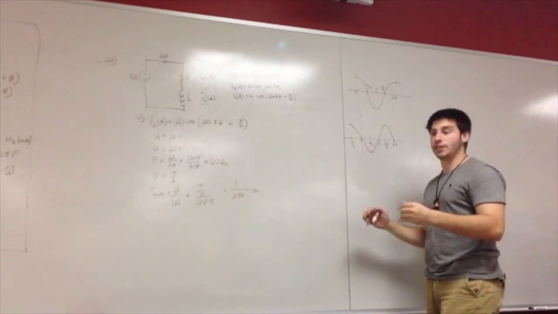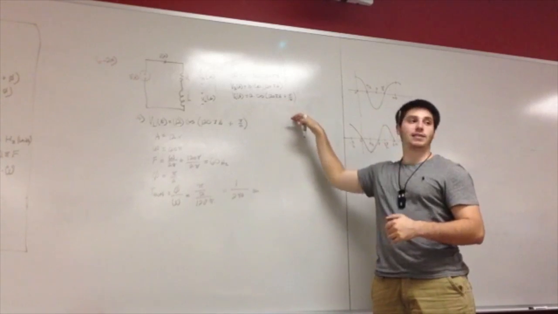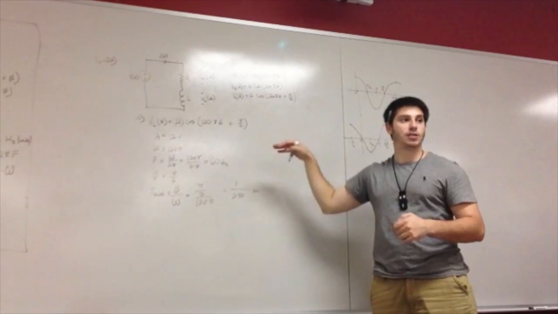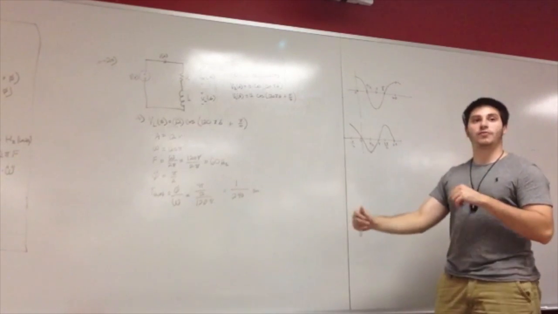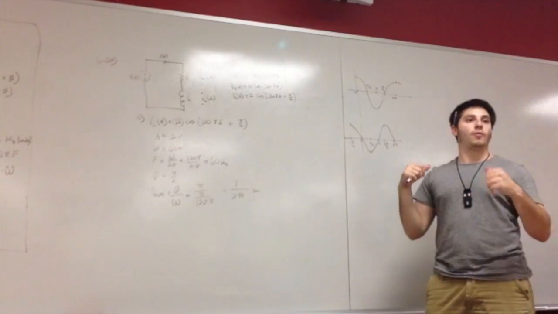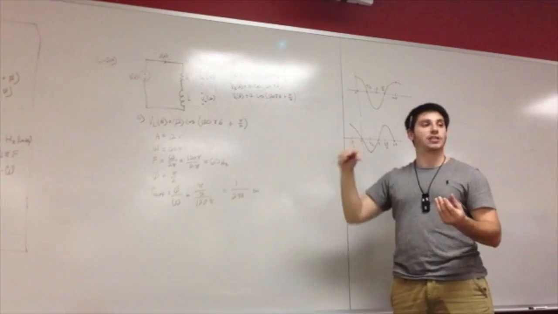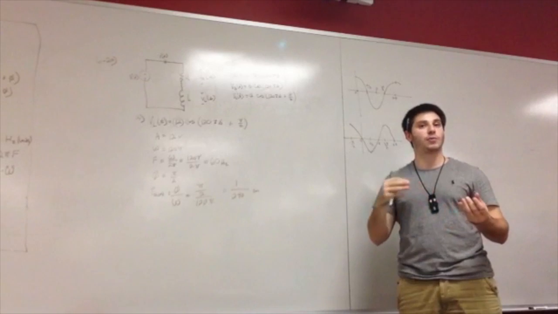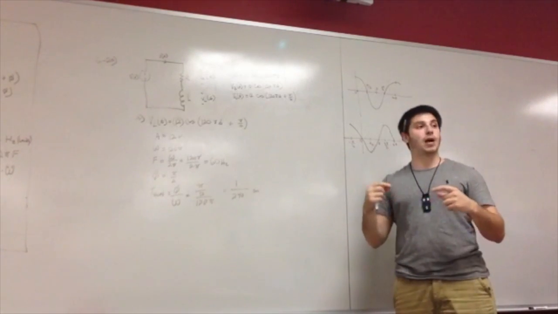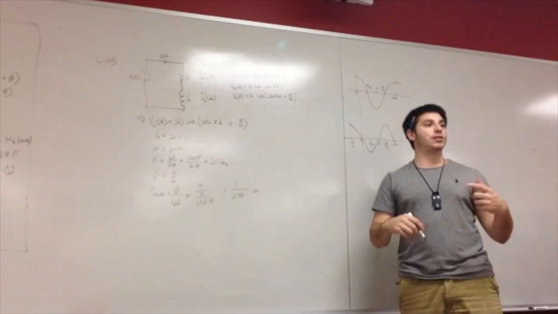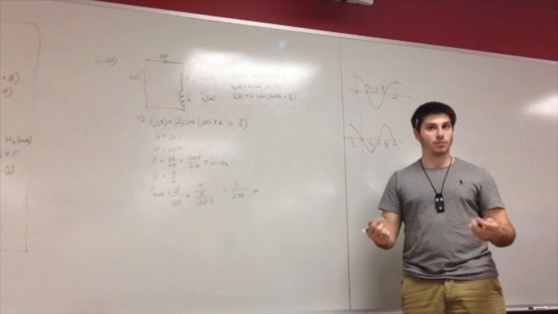So by shifting a cosine by pi over 2 to the left, we're essentially getting a negative sine wave. So a shift of pi over 2 from a cosine will get you a sine, depending on which way the shift is. It will either be a positive sine wave or a negative sine wave. And if you have a sine that's shifted by pi over 2, it's going to give you either a negative cosine wave or a positive cosine wave. Make sense?